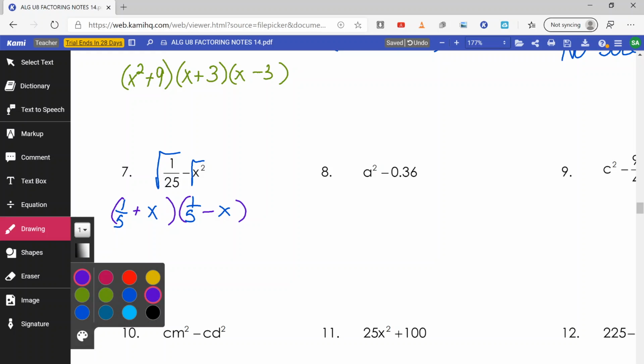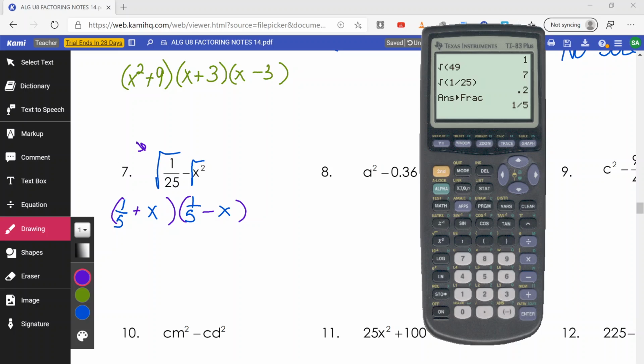Now another way to see whether or not a fraction is a perfect square is if both numbers are a perfect square, then the fraction itself is a perfect square. So if I take the square root of 1, I get 1. So 1 is a perfect square. And do I get a nice number when I take the square root of 25? I get 5. Notice it's 1 over 5. So we have 1 over 25 as a perfect square.